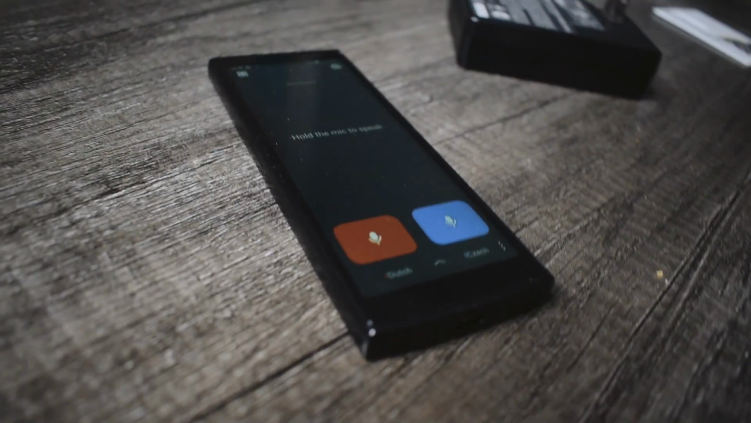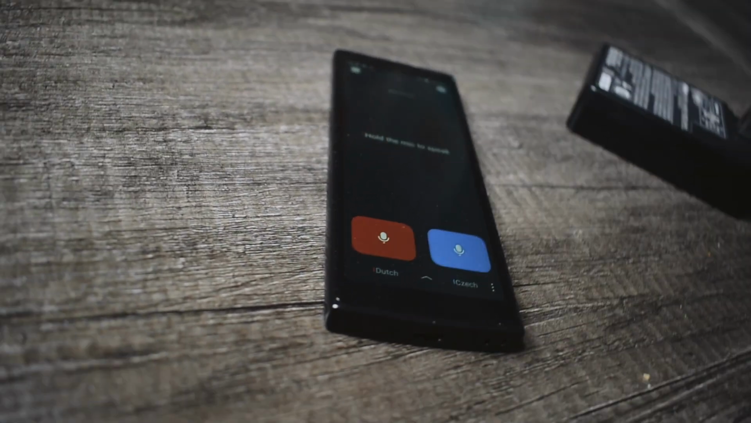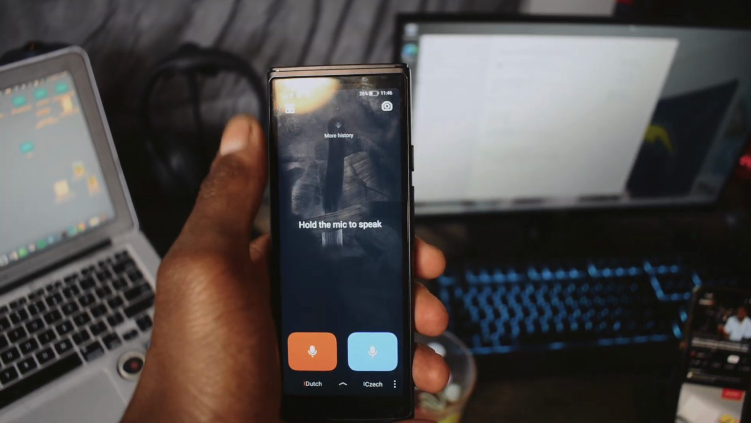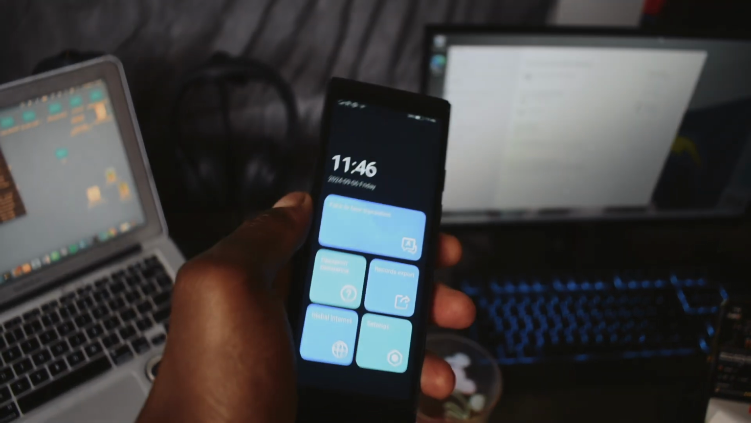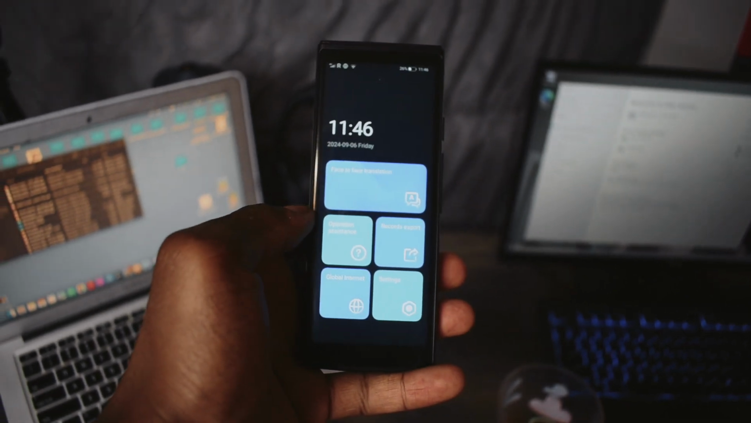There's a limited amount of languages, like for example, there's no Swahili, so like I had a hard time pronouncing it. No, I'm just kidding. But yeah, there's no Swahili. There's about 160 languages. That number also gets less if you're going to be using it offline. But the bare minimum is how practical is this device.